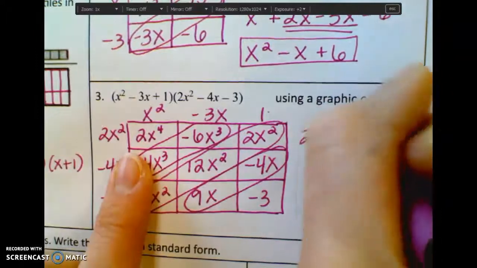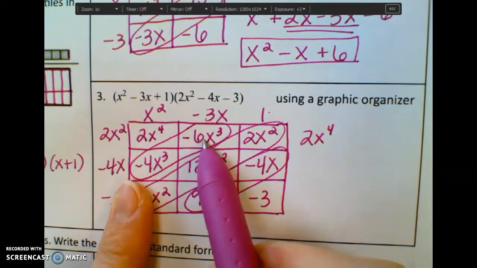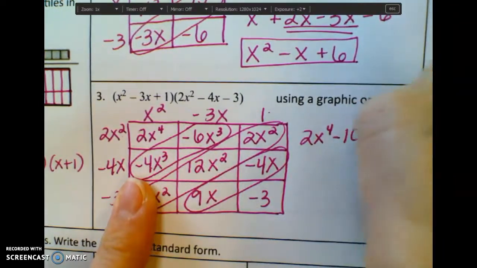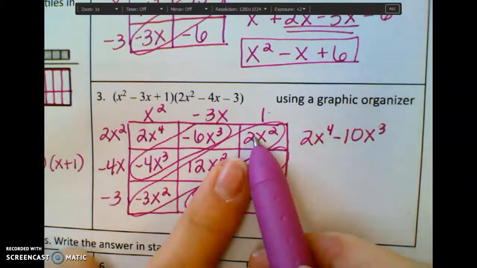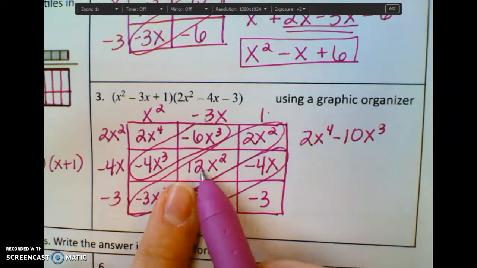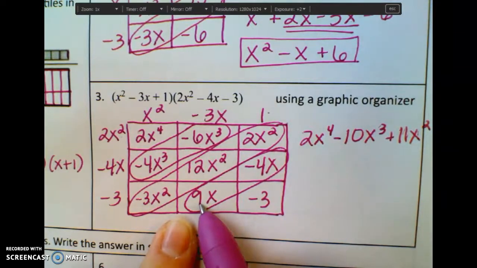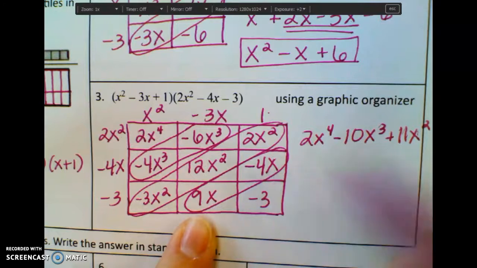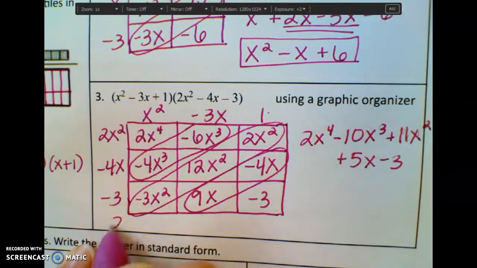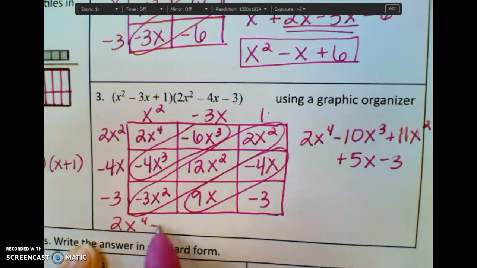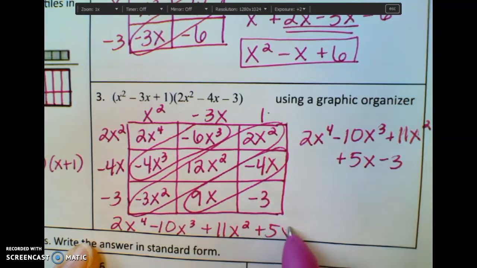First I have 2x to the 4th. That one, there's nothing to combine. Well, negative 4 plus negative 4 plus negative 6 gives me a negative 10x cubed. Now I need to do negative 3 plus 12 plus 2. Well, negative 3 plus 12 gives me 9. 9 plus 2 gives me 11x squared. Then I have 9x minus 4x, and that's going to give me a positive 5x, and that negative 3. So I'm going to write my answer all together down here, 2x to the 4th minus 10x cubed plus 11x squared plus 5x minus 3.